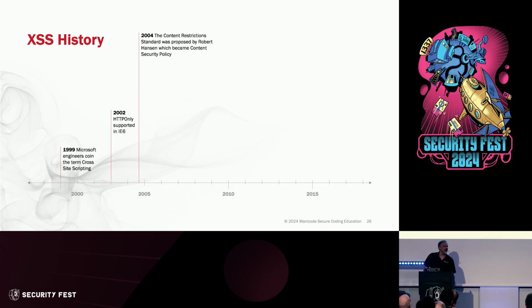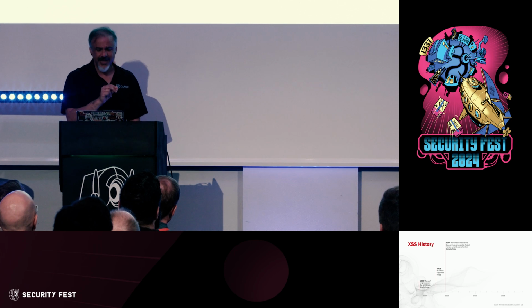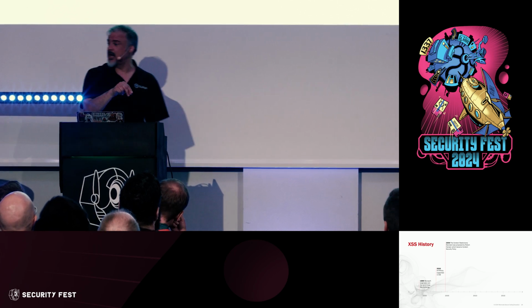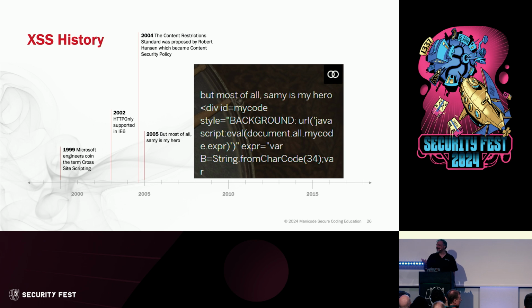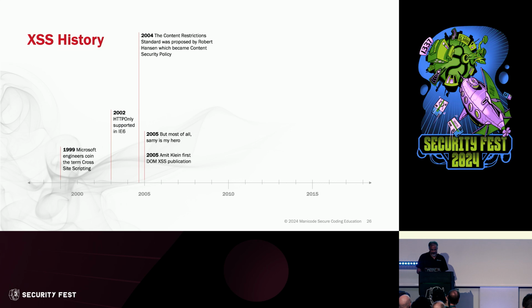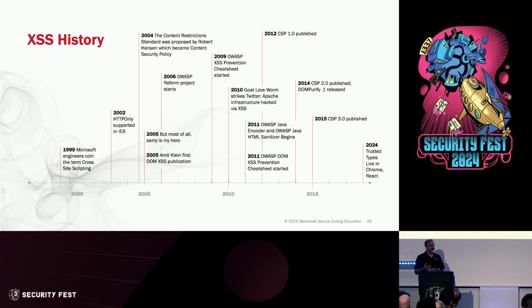In 2004, Robert Hansen, known as RSnake, proposes something called content restrictions for the web that turned into a critical standard today called Content Security Policy, right? In 2008, we see Sammy attacking MySpace, the first cross-site scripting worm, which blue screens the global infrastructure of MySpace because of this little attack. In 2006, Amit Klein talks about DOM XSS, and around 2010 and beyond, OWASP starts releasing production class libraries to do output encoding and to handle cross-site scripting defense. 2024, Krzysztof releases Trusted Types in Chrome, a really modern advancement for JavaScript attack prevention.